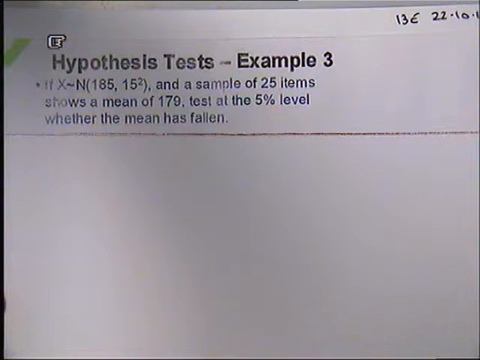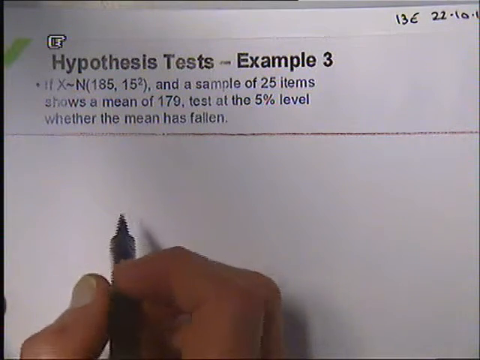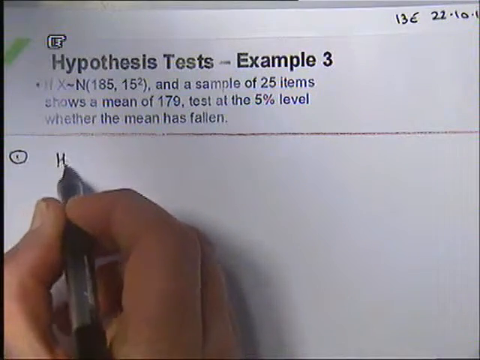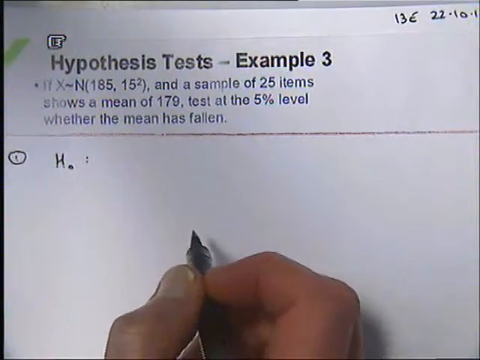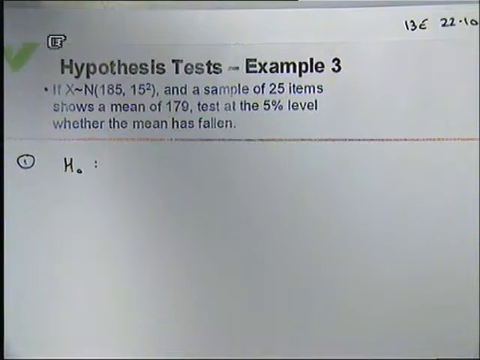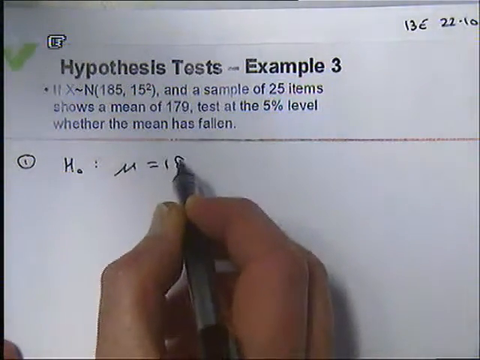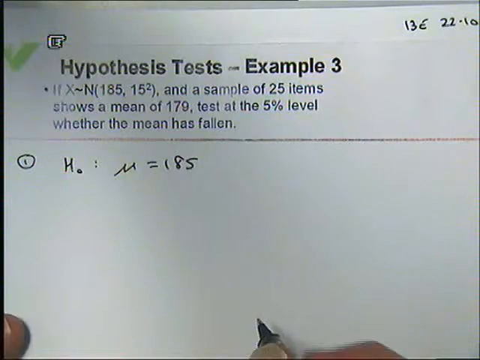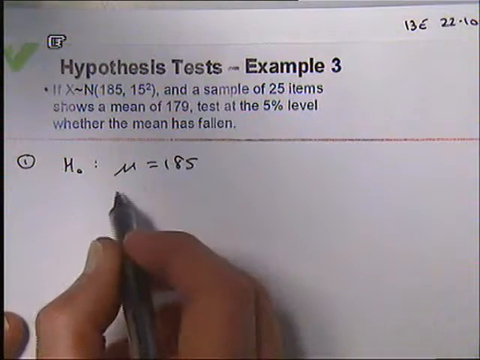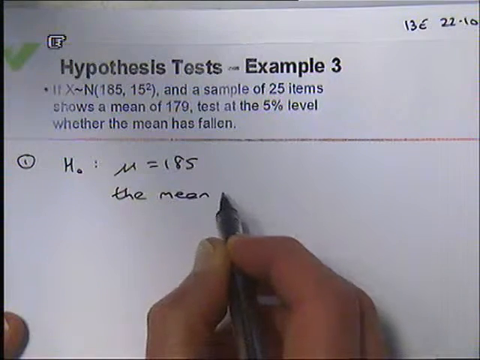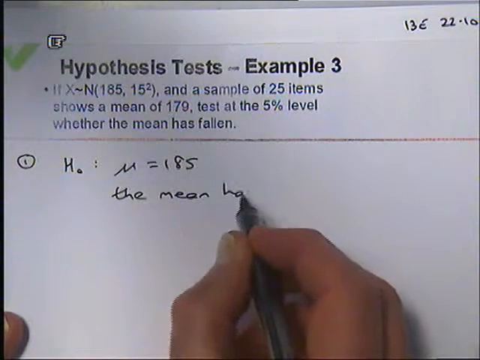So what was step 1 of any hypothesis test? Write down the null and alternative hypothesis, yeah. So H0 is nothing exciting has happened, it's always just the status quo. So in stats language, mu is still 185, and in English, the mean has not fallen, or the mean is unchanged. Well, here it actually has not fallen.